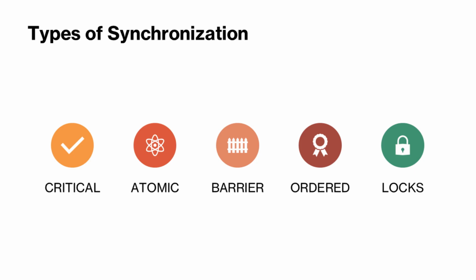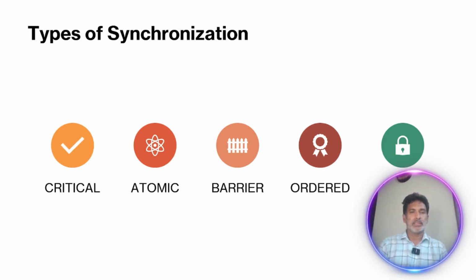Then the atomic construct is used for simple operations like increment or update on shared variables. This is faster than critical and ensures the operation is performed without interruption. This is best for single and simple updates. The next construct is barrier. A barrier forces all threads to wait until every thread reaches a certain point, which ensures synchronization at a specific stage. This is mainly useful when the next step depends on completion of all the threads.